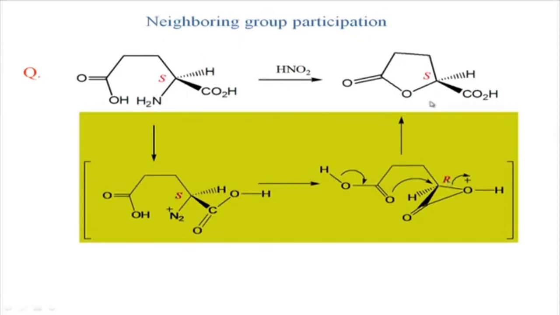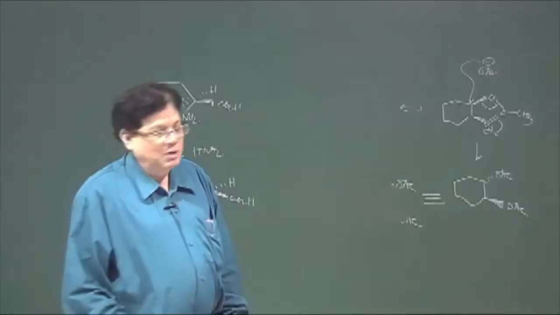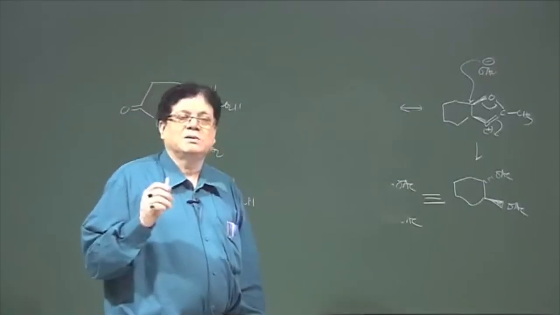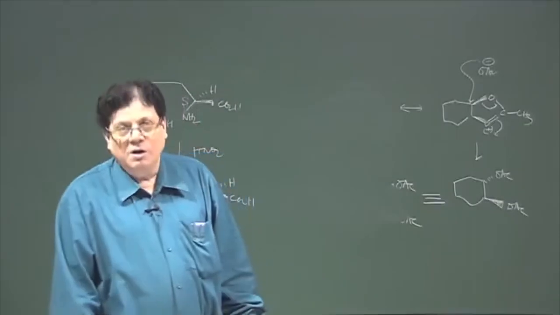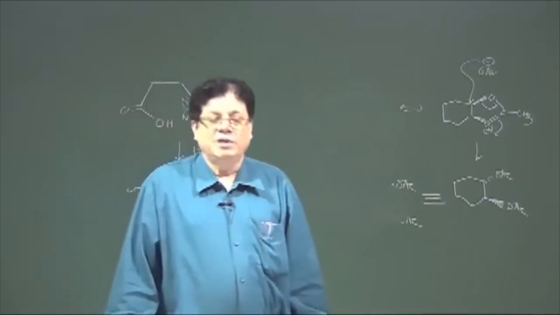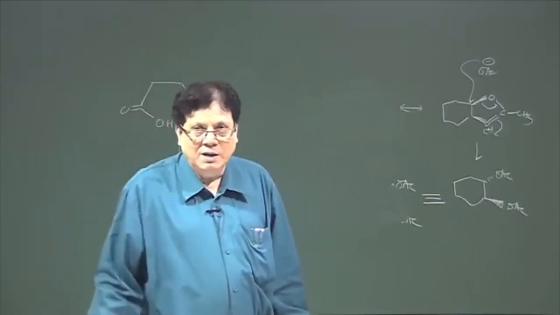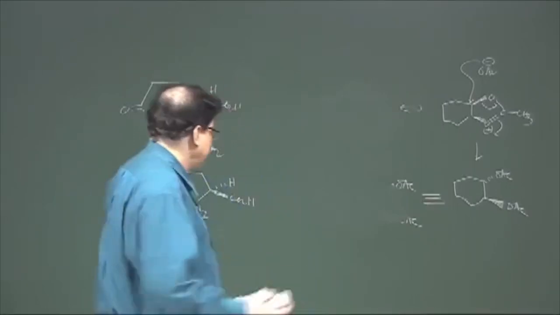So these are some of the examples of intramolecular reactions, intramolecular cases where there is neighboring group participation. Okay. Now let us come to the stereoelectronic requirement for E2 elimination. Now in E2 elimination, what happens?